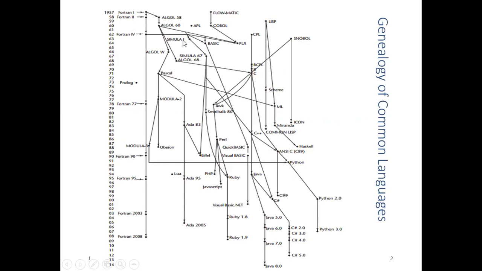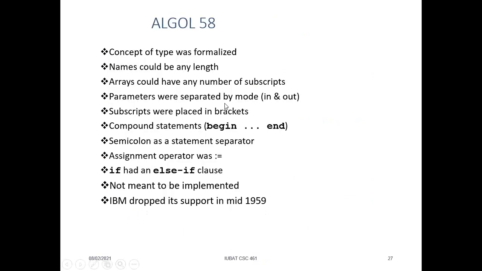they developed ALGOL 58. Now, the overall concept in ALGOL 58 was very formalized. They knew exactly what approaches they were trying to take. They gave you some flexibility. For example, in Fortran the variable names were fixed: I, J, K, L, and so on. But in ALGOL 58, names could be of any length. Arrays could have any number of subscripts. Parameters are separated by mode, so you have input parameters and output parameters.